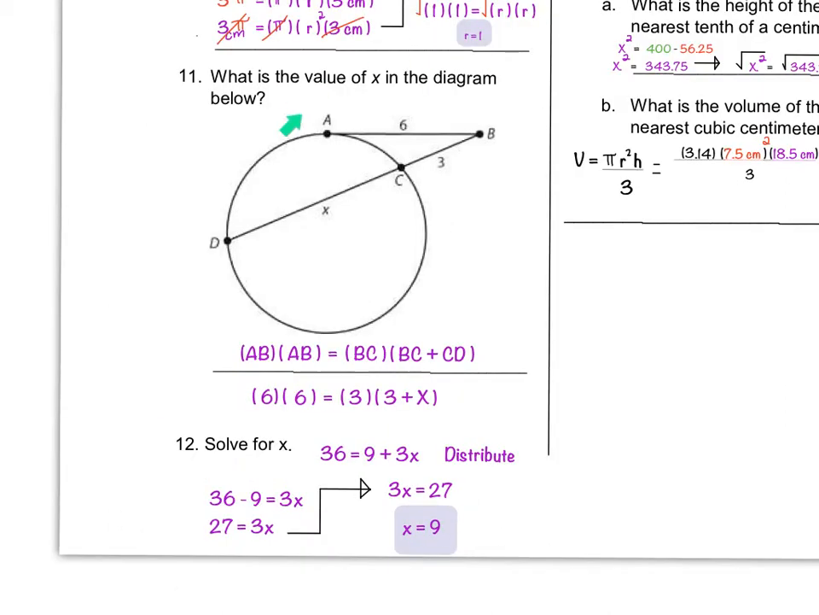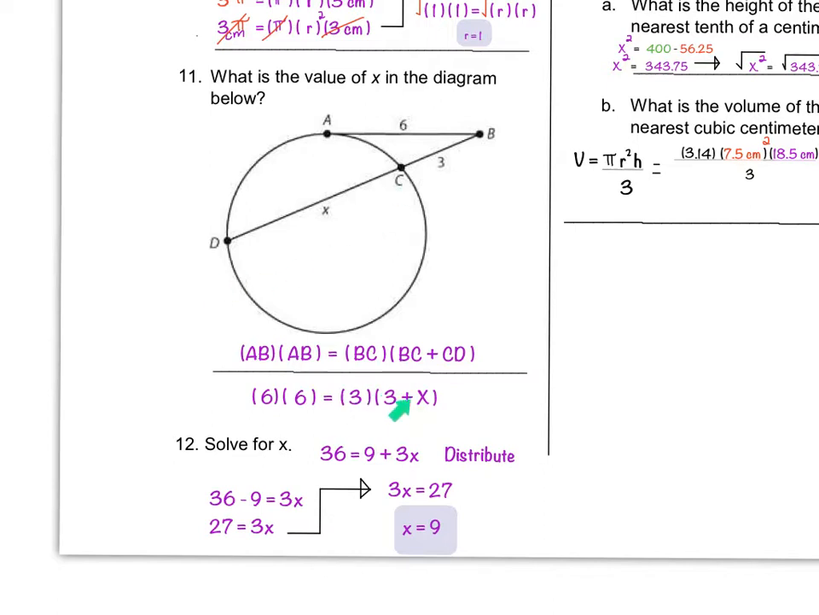On problem number 11, we have a tangent and a secant, and they want us to find the value of x. So with the tangent, you're going to need to multiply the tangent times itself, so 6 times 6, so AB times AB, equals the outside, which is BC, times the whole thing, which is BC plus CD, so BC plus CD, and BC is 3, and CD is x.